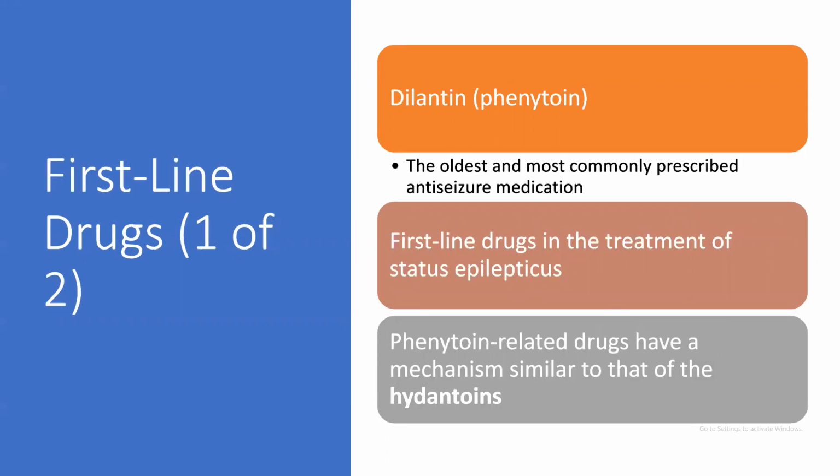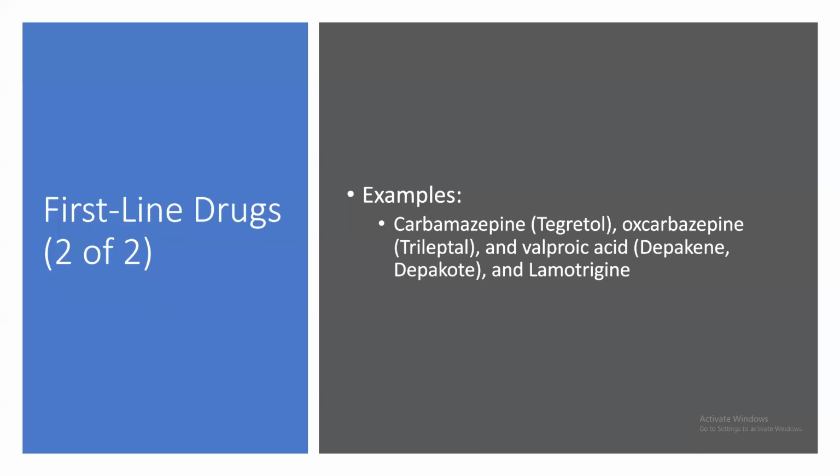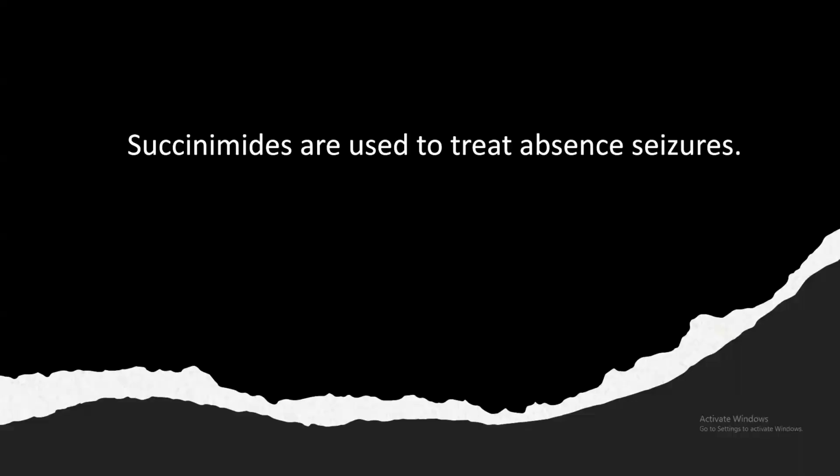Phenytoin is the first drug among the Hydantoins. It is the oldest and the most commonly prescribed anti-seizure medication. Very important to remember: the first-line drug in the treatment of status epilepticus is Phenytoin, and Phenytoin-related drugs have a mechanism similar to that of the Hydantoins as well. Next, the related drugs are carbamazepine, Tegretol, oxcarbazepine, Trileptal, valproic acid, Depakene, Depakote, and lamotrigine.